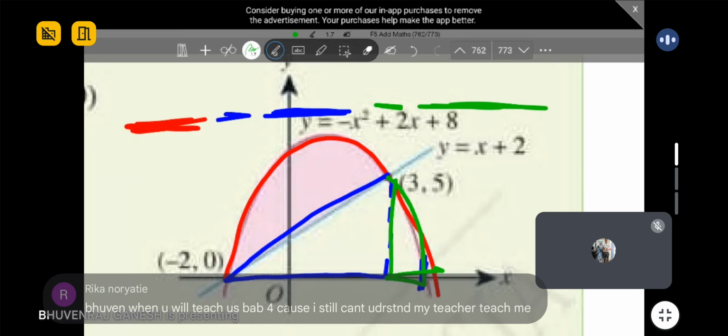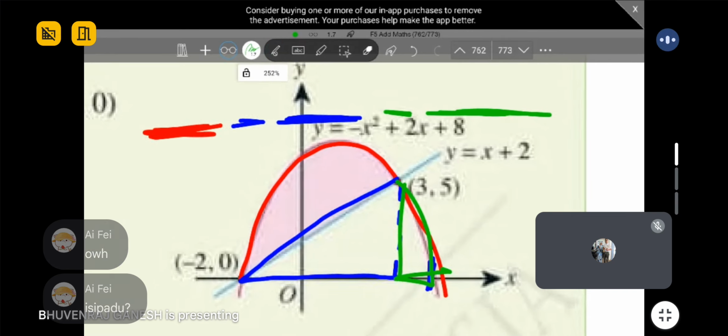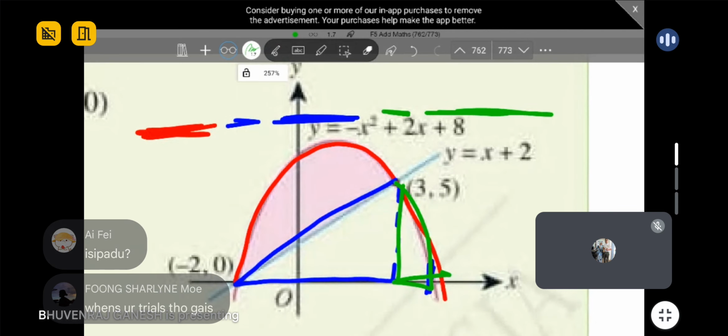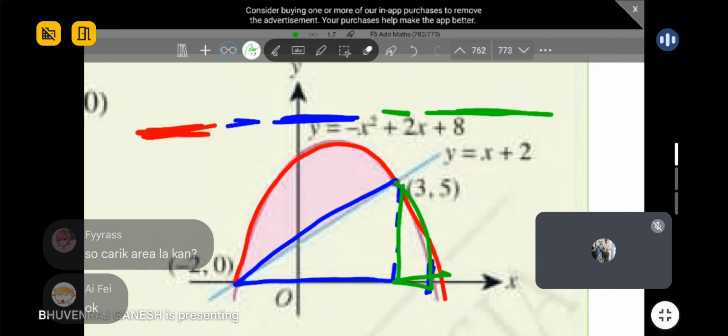When will you teach us bab 4, because I know that chapter is very hard. We're going to finish this one already. This one is the last class for bab 3. And then one revision. Then I think next week, we will enter bab 4. So yeah. Bab 4, guys, actually is not wajib, you know. Isi padu also got, we're going to cover, hopefully by today.